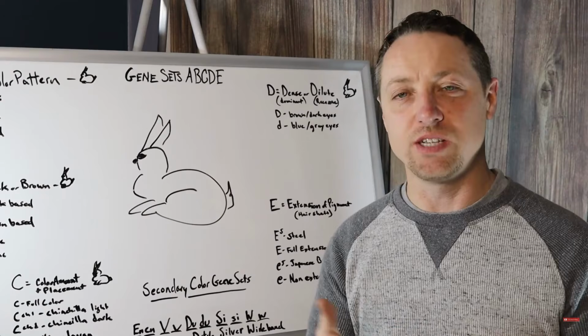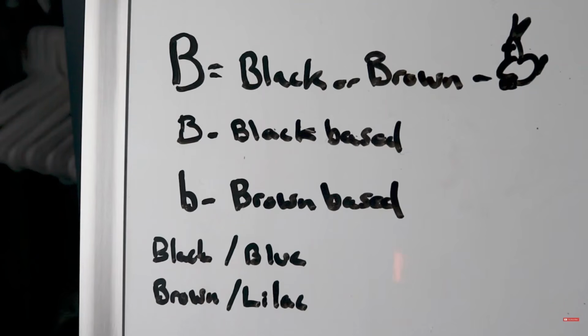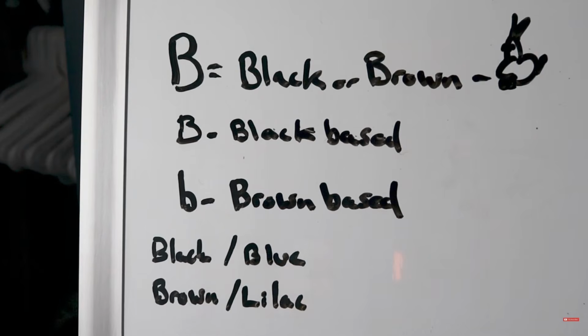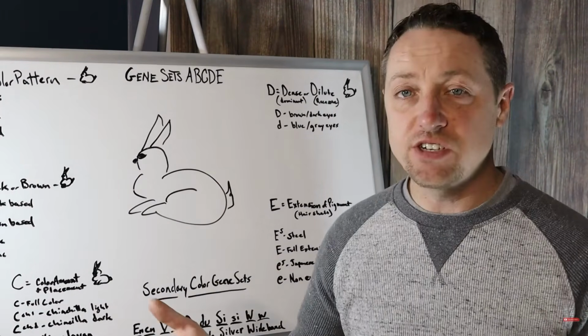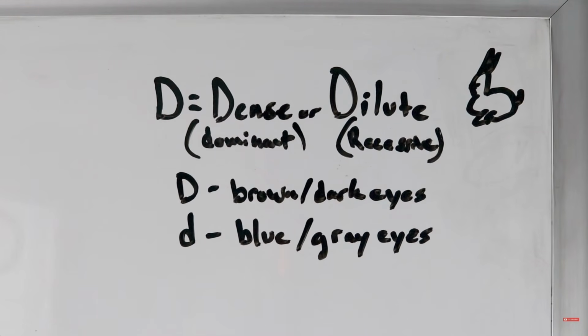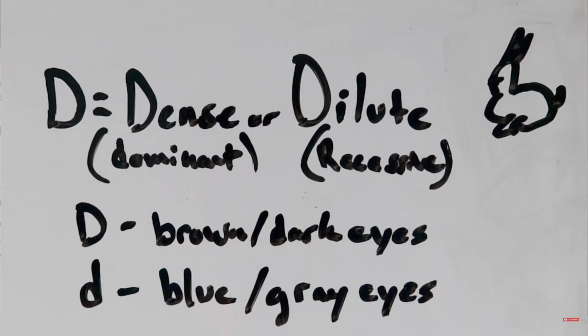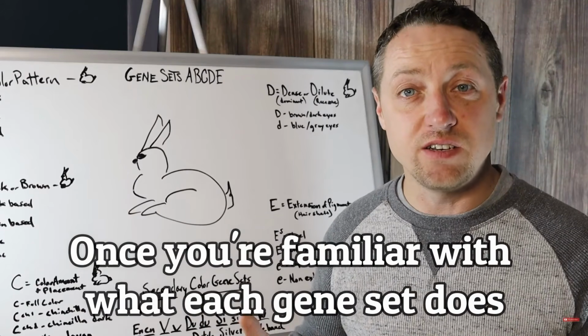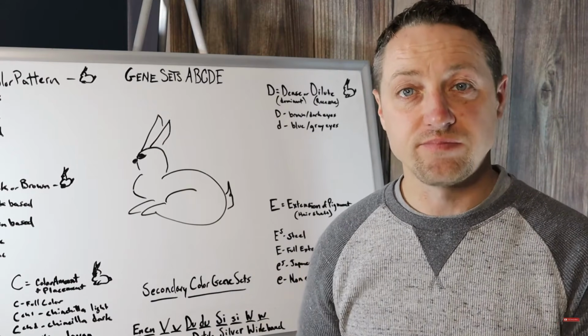I'll say chocolate, or I'll say brown. And the chocolate and lilac are recessive, and the black and blue are dominant genes. So that's what's going on in the B series. And you can find that out just by looking at your rabbit, just like with the eyes in the D series. And I know we're not really going in order, but these are the easiest things to pick out right away. If it's a dark eye or a brown eye, that's a dominant, that's a capital D in the D series. If it's a blue or gray eye, that's a lowercase d, that's a recessive d gene.